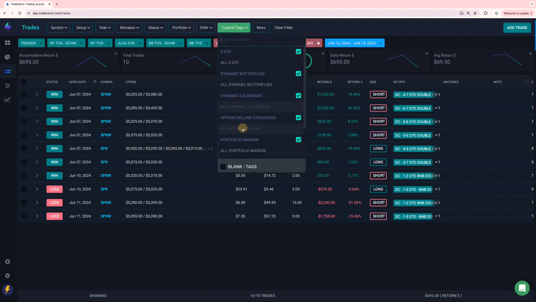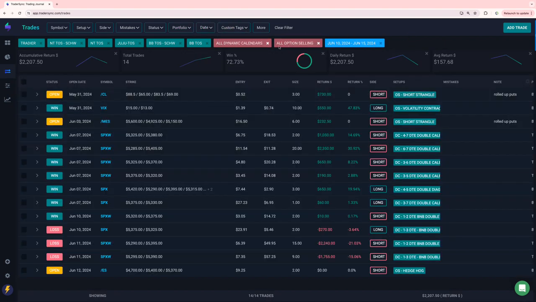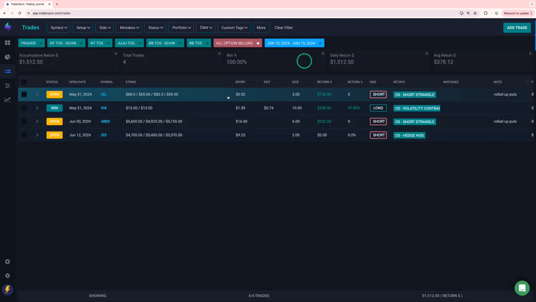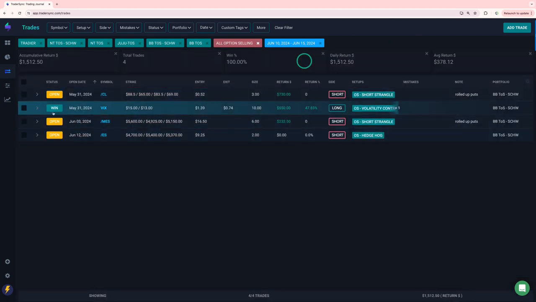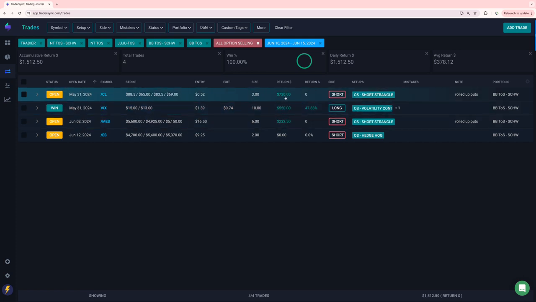And then lastly, option selling. So really just one closed trade on a VIX trade that booked 550. These others are credits from rolls. Those positions are still open. So no portfolio margin positions.